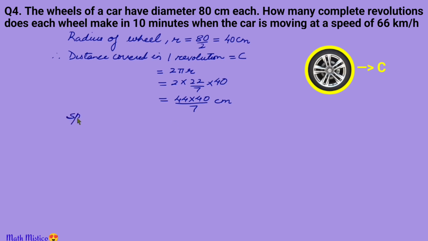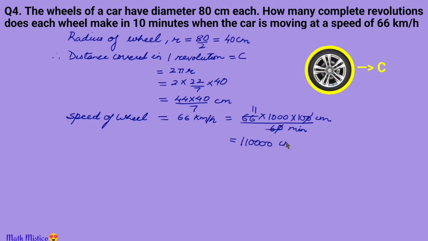Now the speed of the wheel is given in kilometers per hour, whereas the distance we are using is in centimeters and the time given is in minutes. So we need to change this into centimeters per minute. 1 kilometer has 1000 meters. So we'll multiply by 1000, and 1 meter is 100 centimeter. So further by 100, and 1 hour has 60 minutes. Cancelling and simplifying further, we get the speed in centimeters per minute.